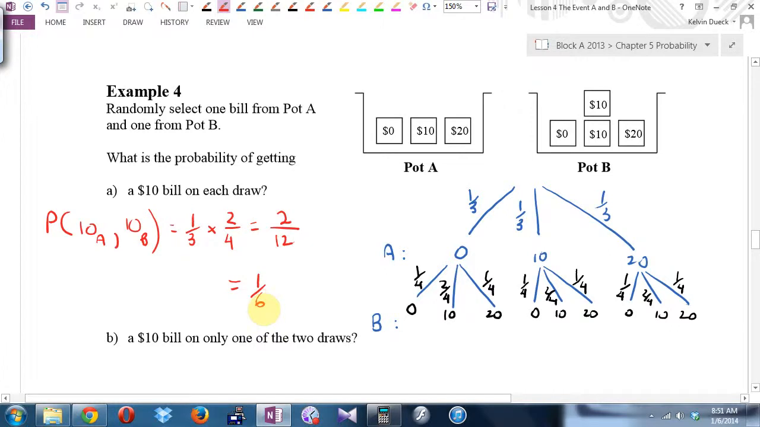You've got a 1/6 probability of winning 20 bucks playing this game. Sorry, of winning 2 10s. There may be other ways to win 20 bucks.